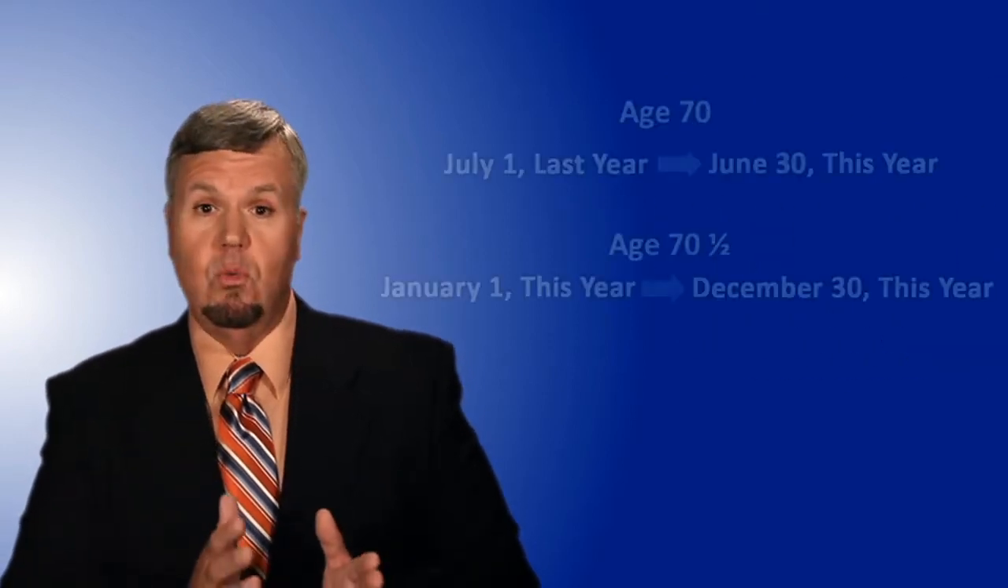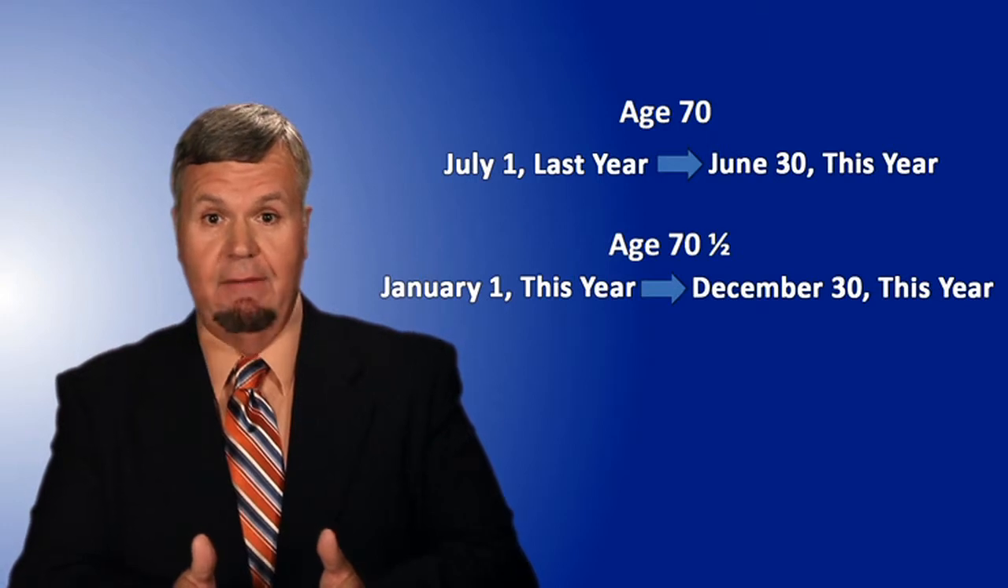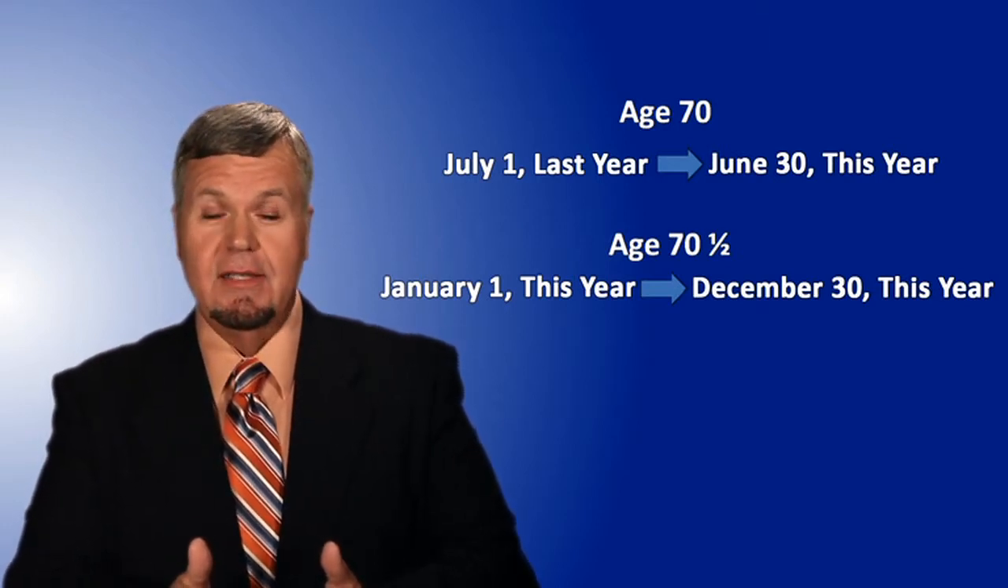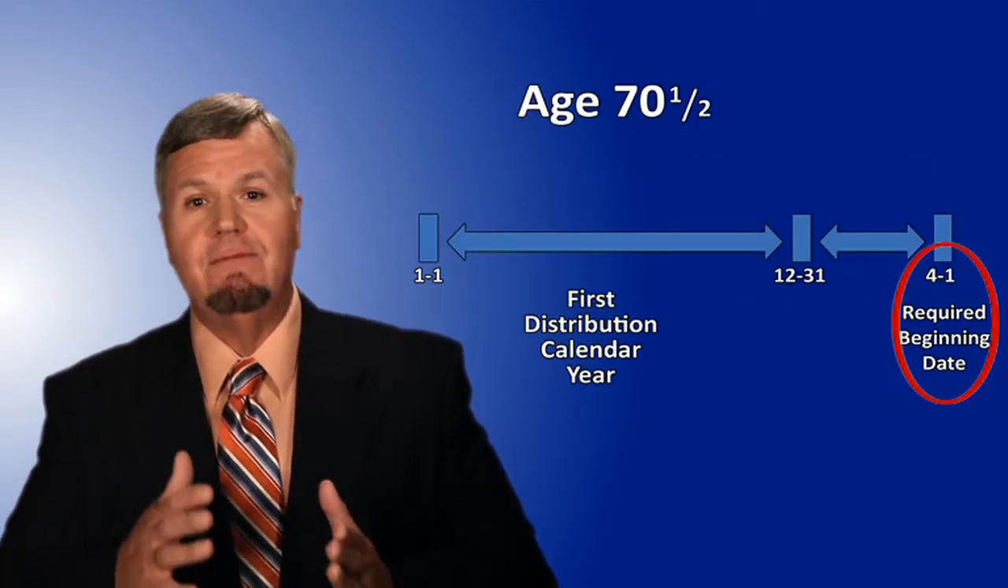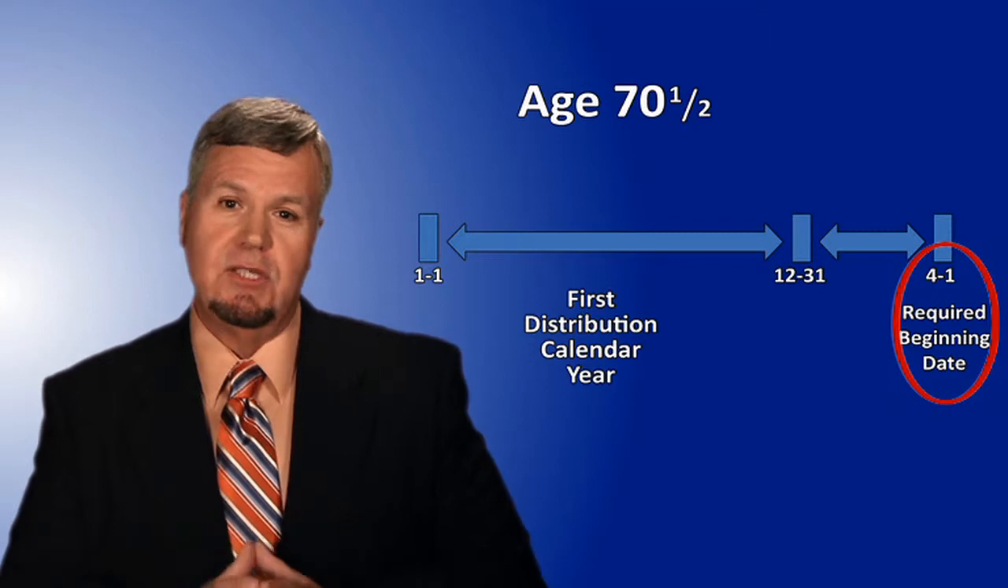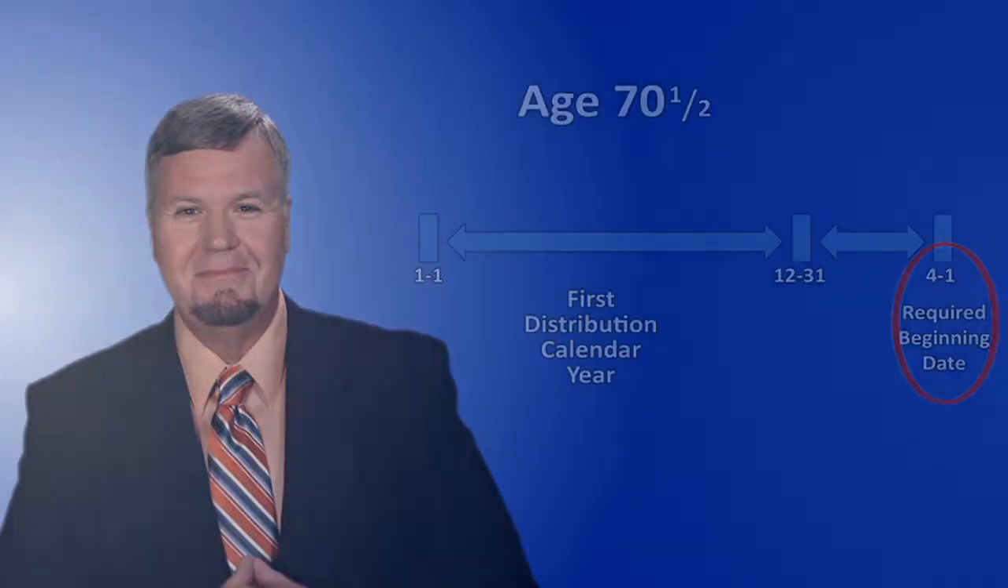So if the individual was 70 in July of last year, means they were 70 and a half in January of this year, they don't have to begin taking distributions until April 1st next year. April 1st of the year following the year the individual reaches age 70 and a half. That's the required beginning date.